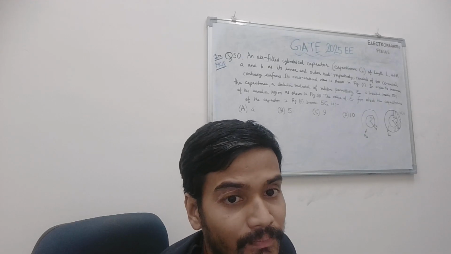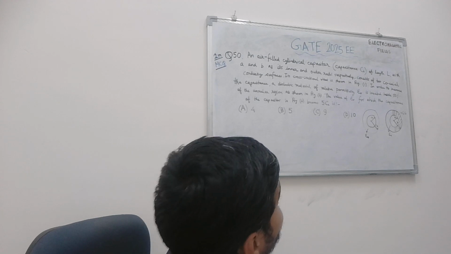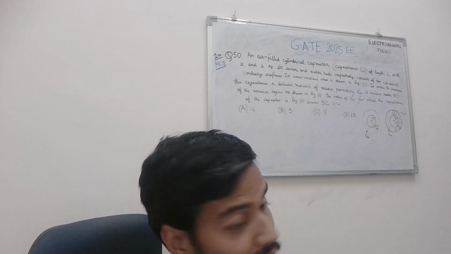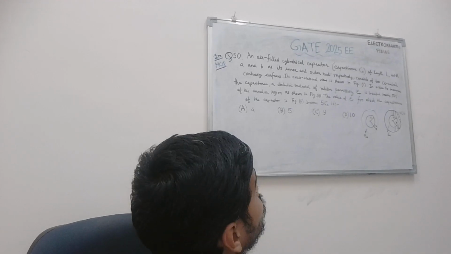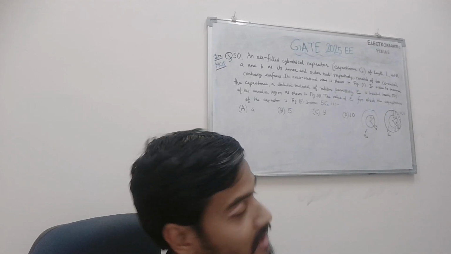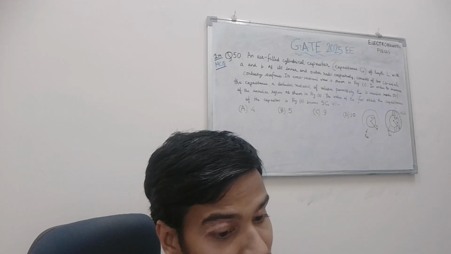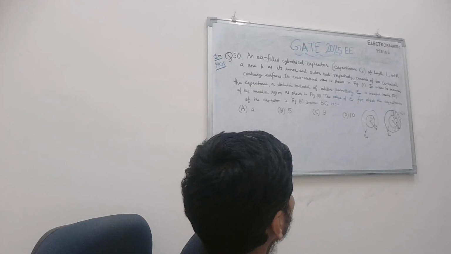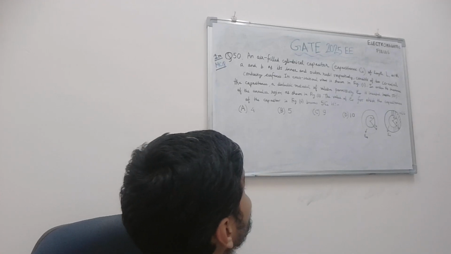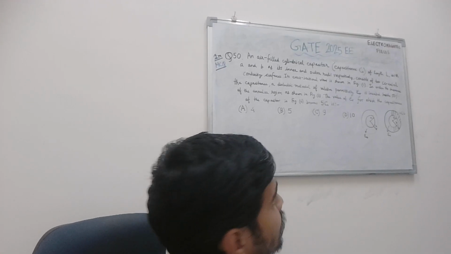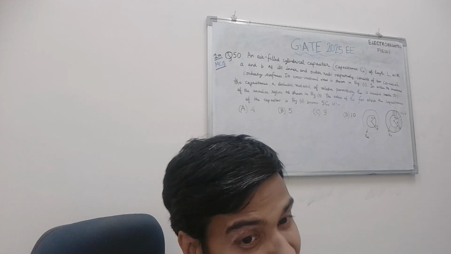And the question goes like: an air-filled cylindrical capacitor of capacitance C naught of length L with A and B as its inner and outer radii respectively consists of two coaxial conducting surfaces. Its cross-sectional view is shown in figure 1. In order to increase the capacitance, a dielectric material of relative permittivity epsilon r is inserted inside 50% of the angular region as shown in figure 2. The value of epsilon r for which the capacitance of the capacitor in figure 2 becomes 5 C naught.